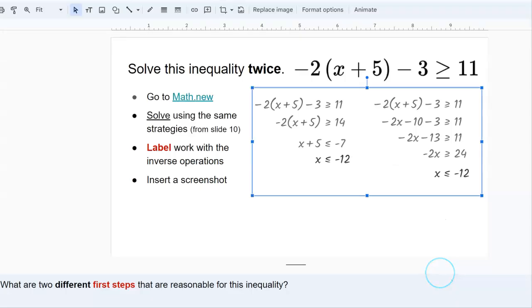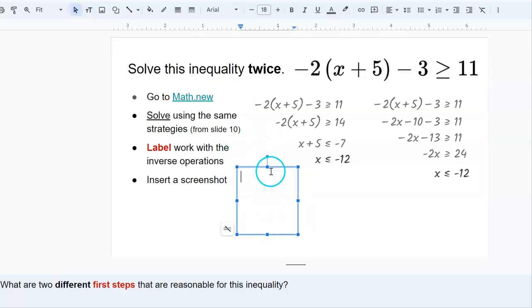slide. Okay, so now I've placed it on the slide, and here's where they're going to insert text boxes to label their inverse operations. Now you may notice all of the steps in the first one were inverse operations. So let's click on text box, and let's add a text box, and let's type inside of the text box what we did. So this first one, we added 3, and then we divided by -2, and then we subtracted 5.